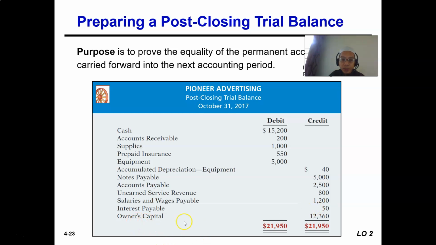Because we have closed the accounts and transferred the balances to the owner's capital account, we will find that the owner's capital account has changed. This is not the same as the pre-closing trial balance. The adjusted trial balance has an owner's capital of 10,000. Remember in the worksheet, but after we close all the accounts and transfer all the income and the drawing, we will find that the owner's capital has changed. It has increased in this case.